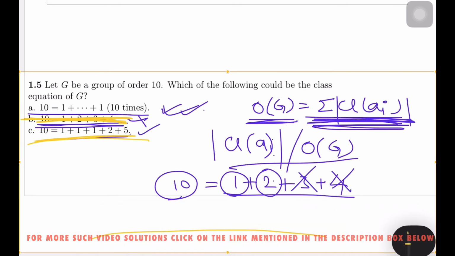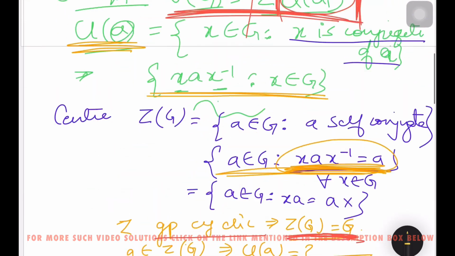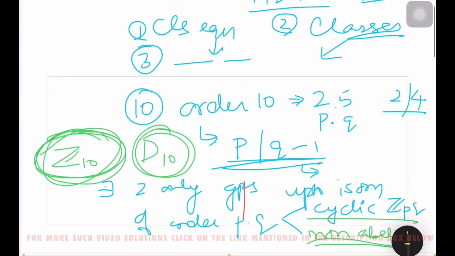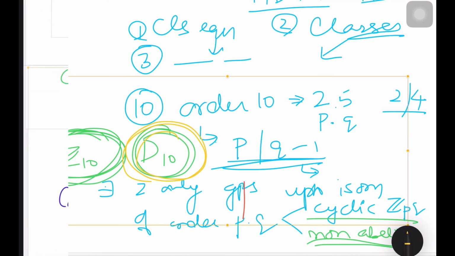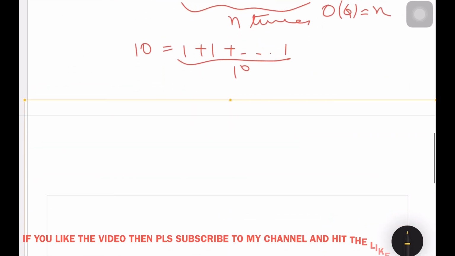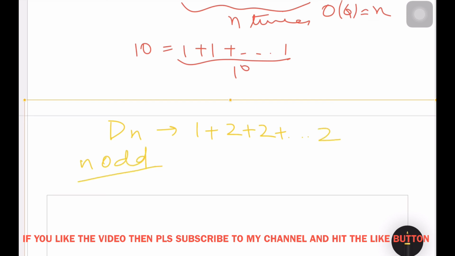So moving back, we can see we were here that we have two types of elements and the second one is of the form D10, right? So D10 has a particular form of class equation. I'll just explain to you the class equation of D10. For any Dn, the class equation is 1 plus 2 plus 2, where, if n is odd, only about odd I will talk, if it is odd, then it becomes (n minus 1) upon 2 times, plus n.